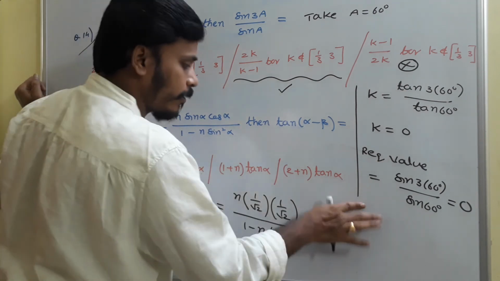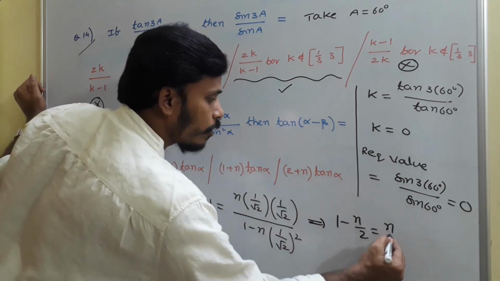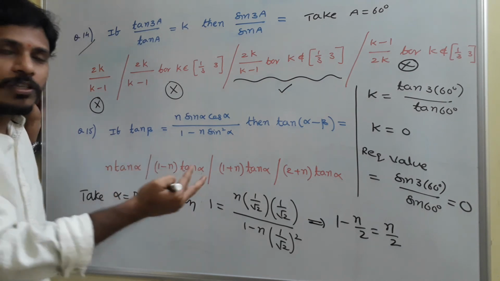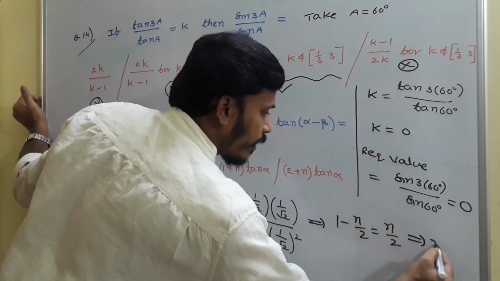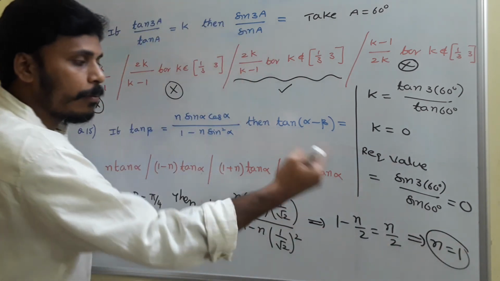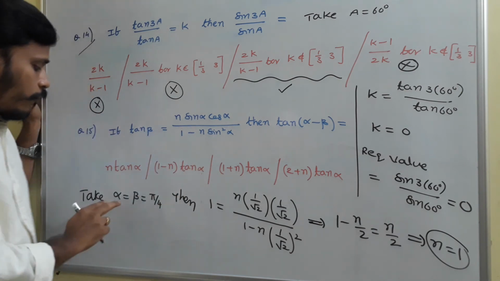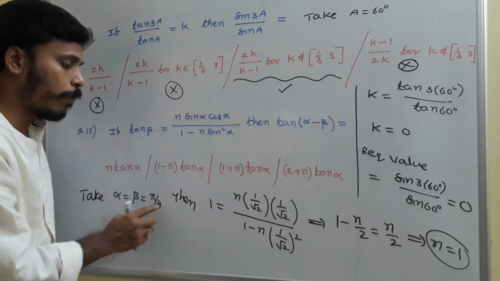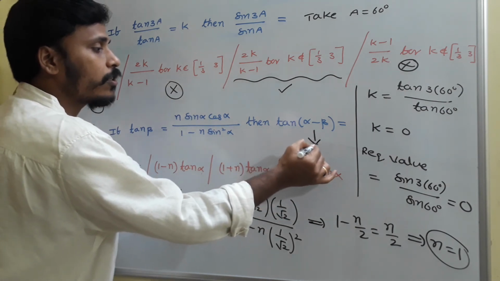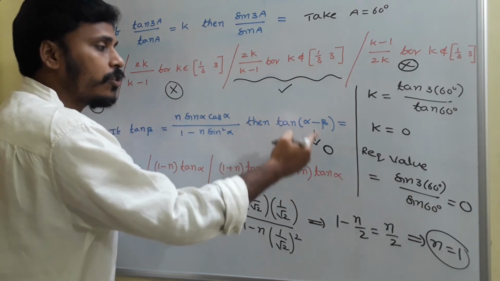You just send it that side. So you will get from this 1 minus n by 2 is equal to n by 2. Since 1 minus n by 2 is equal to n by 2, you just do some simplification. You will get that n is equal to what, the value of n? 1. Is it clear? So n by 2 plus n by 2 is n and that is 1. So n is equal to 1. Right. So if you take alpha equal to beta equal to pi by 4, you have n value as 1. Now when alpha is equal to beta is equal to pi by 4, both are equal, right? So alpha minus beta is 0, tan 0 is 0.